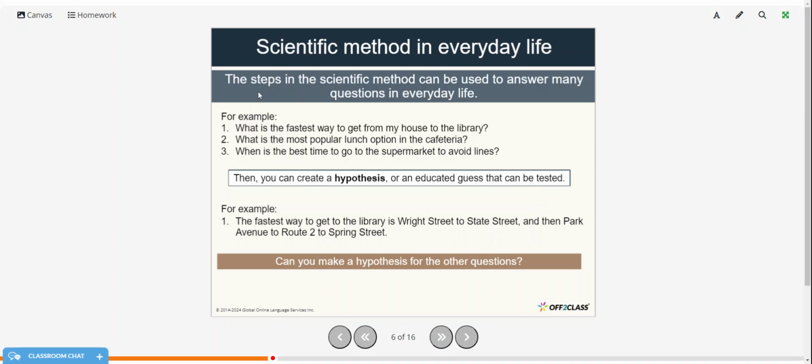And the steps in the scientific method can be used to answer many questions in everyday life. For example, what is the fastest way to get from my house to the library? What is the most popular lunch option in the cafeteria? And when is the best time to go to the supermarket to avoid lines?